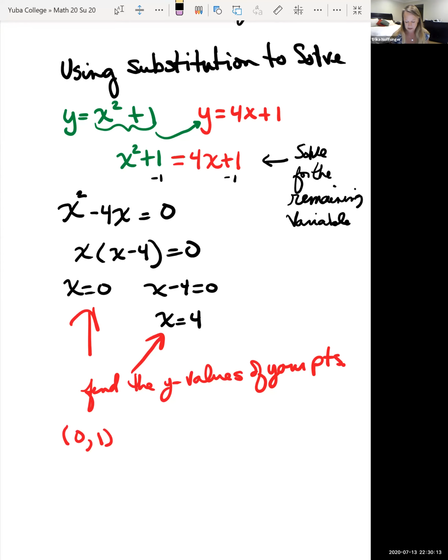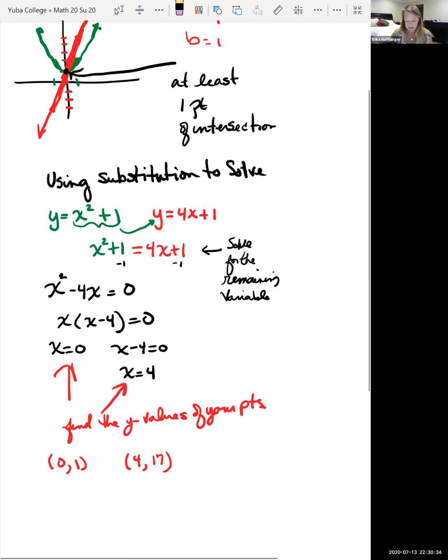Same idea. Now plug in 4 wherever you see an x. 4 squared is 16. 16 plus 1 is 17. Y is 17. You want to check again. 4 times 4, plugging in 4 for x is 16 plus this 1 is 17. Okay, so we have 2 points where this graph is going to intersect.